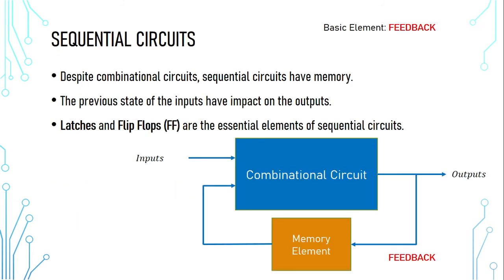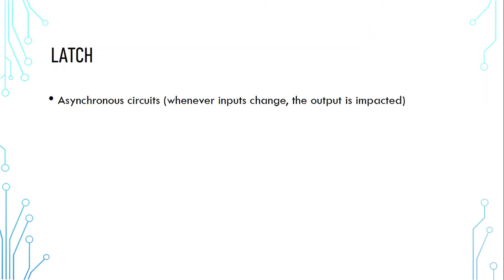Sequential circuits. Unlike combinational circuits, these circuits have memory. In sequential circuits, the previous state of the inputs has an impact on the outputs. The basic element that distinguishes a combinational circuit from a sequential one is feedback. Latches and flip-flops are the essential elements of sequential circuits. Latch. What is a latch? Latches are asynchronous circuits. In these circuits, whenever inputs change, the output is impacted consequently.